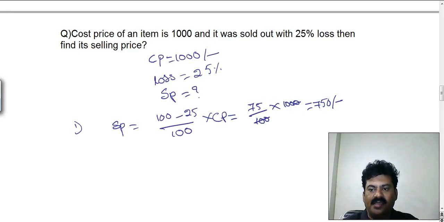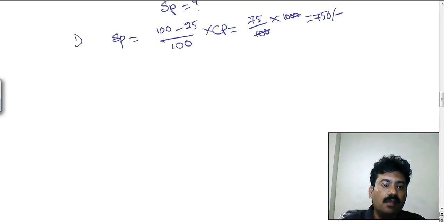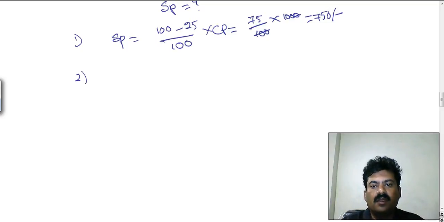Given the selling price is 750, there is a loss of 25%. In this case, we are using the formula. By using the formula, we are getting the value.